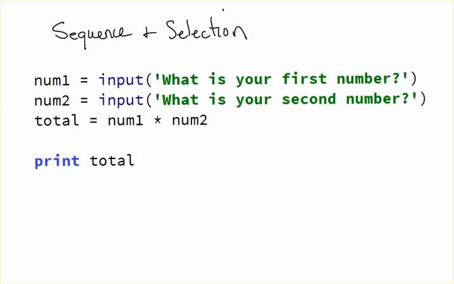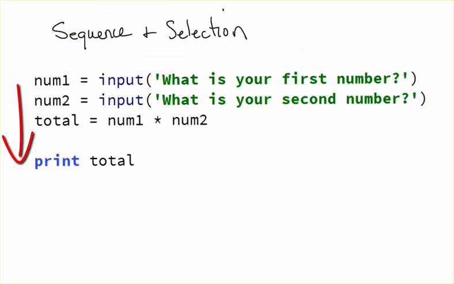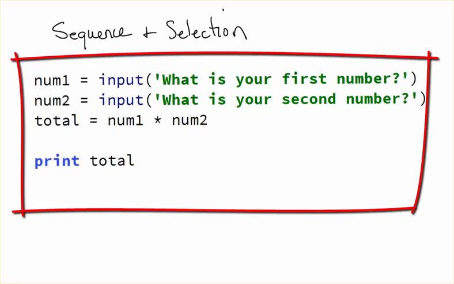Sequence, selection, and loops are the three basic logic structures in programming. This sounds complicated, but it's really very simple. We're going to look at sequence and selection. A sequence structure runs every line of code from top to bottom, one at a time, without skipping anything. An example of this is if you ask the user for two numbers and then multiply them together.